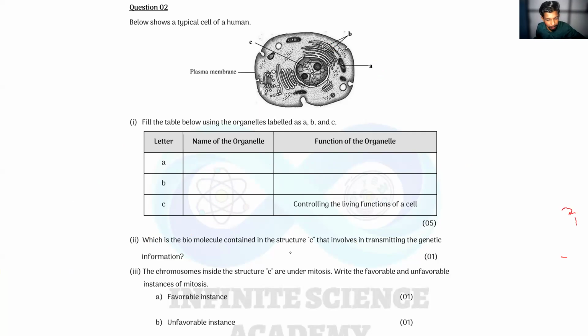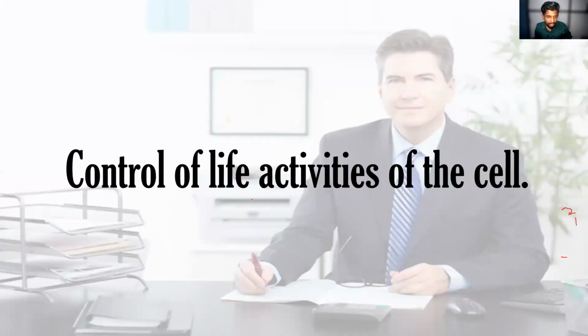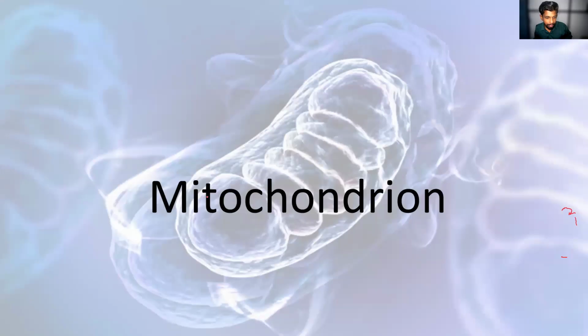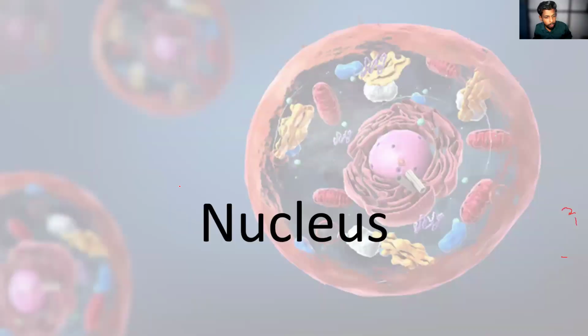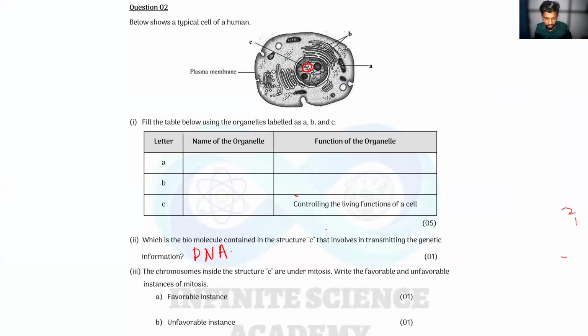Here, what is the biomolecule contained in the C? They are asking, C means the nucleus. So inside the nucleus we have a biomolecule. What is that one? DNA. You may remember that one right here. DNA joins together and produces chromatin, that thread-like structure. The thread-like structures bind together and form the chromosome. So inside the chromosome, we have the DNA. That is the one responsible for transferring the genetic information, right?